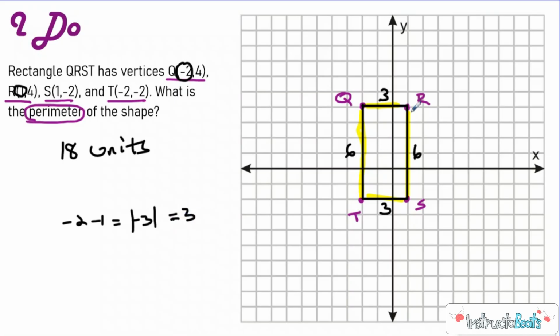If you were talking about between R and S, that's the vertical distance, so you're going to be looking at the y-coordinates: 4 and negative 2. So 4 minus negative 2 is just going to be 6, and obviously the absolute value of 6 is 6. So that's how you could find it mathematically. You do the same for each one, and if you look, we got the same numbers and we can add them up. So you can do this mathematically or on the graph, a little bit faster on the graph, I think.